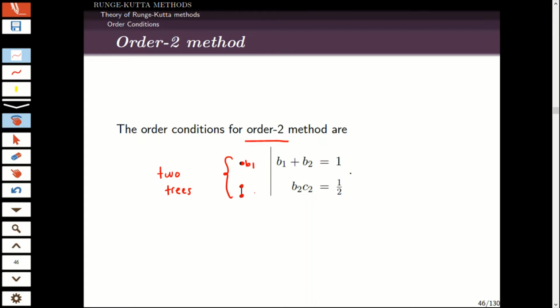Okay, just B, this is B transpose C. There's no A, B transpose C. So what we have to satisfy here is b1 plus b2 equals 1, and then b2 c2 equals half. This is the order 2 condition.